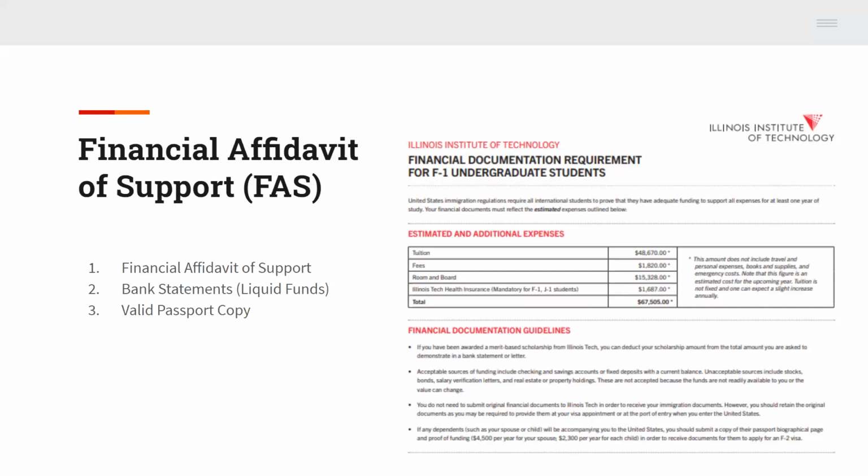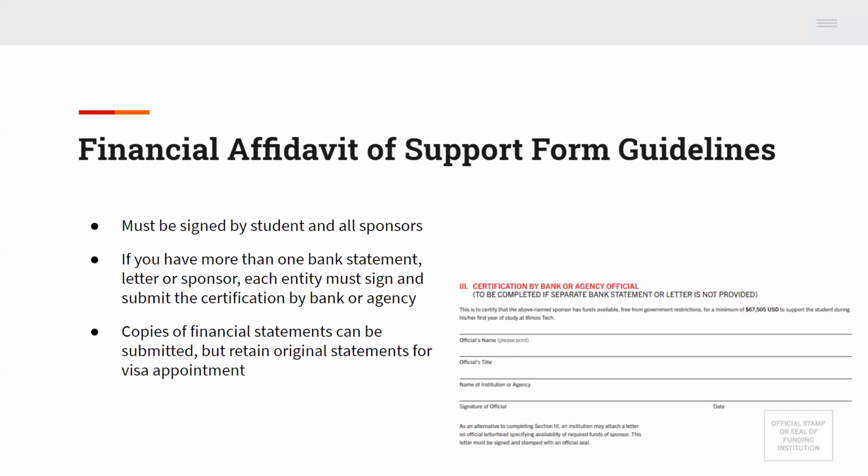What we need is to see bank statements with liquid funds and a valid passport copy. So with that being said, make sure that your financial affidavit of support form guidelines have been signed by students as well as sponsors. If you have more than one bank statement, letter, or sponsor, each entity must sign and submit certificates by the bank or that agency. So they're just certifying that you do have enough funds or you are being covered to study at the university.